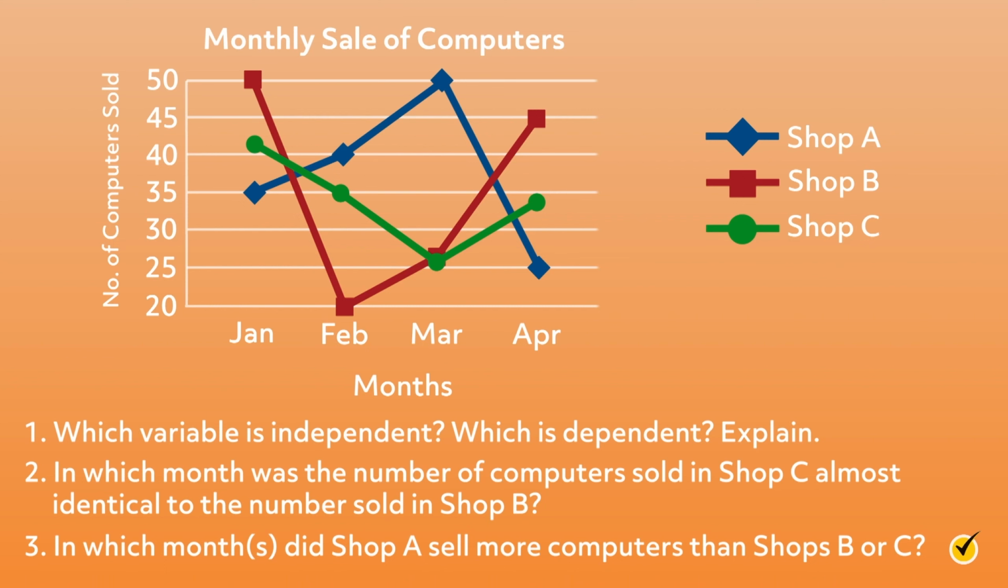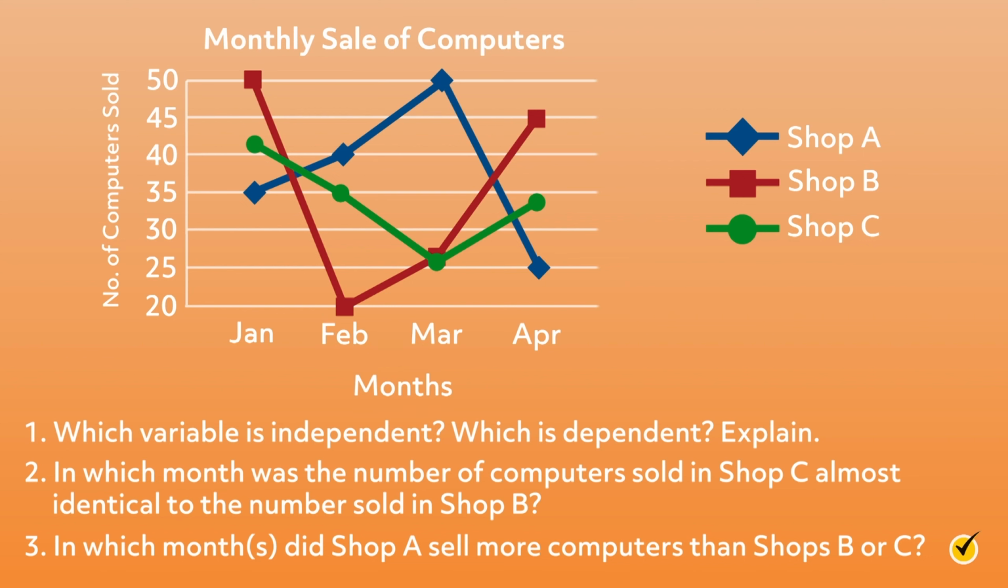Now that you've tried these problems yourself, let's go over them together. Which variable is independent? Which is dependent? Explain. The independent variable is months, which is on the x-axis. The independent variable is always measured along the x-axis, and it usually pertains to time. In this case, time is measured in months.